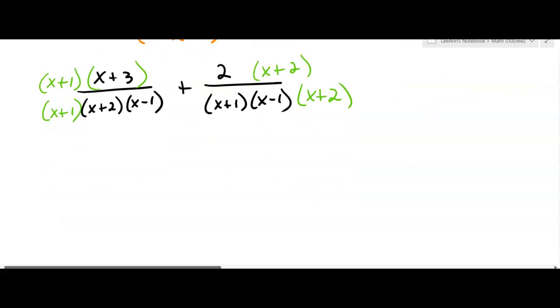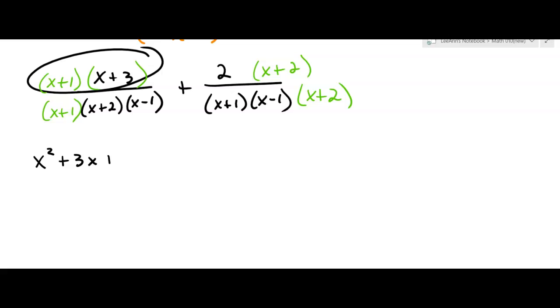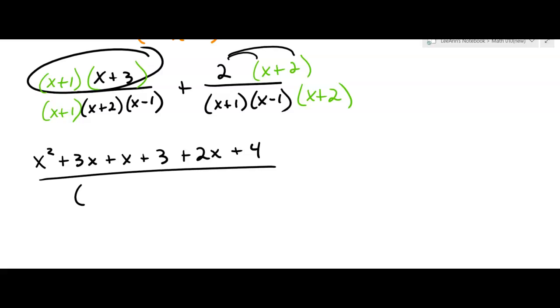And now it's a matter of finishing up. We're going to have to multiply out that numerator. So that's a FOILing thing. X squared plus 3x plus x plus 3. And then here we have a distributing thing, plus 2x plus 4. All over that denominator. And like I said, it doesn't really matter what order you put them in. You just have to write them all down.